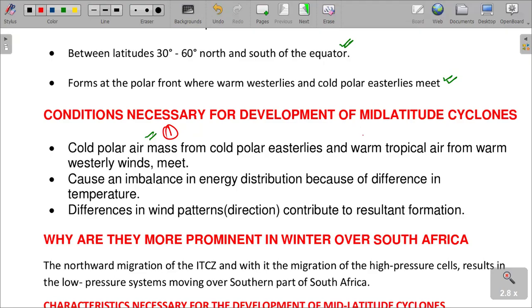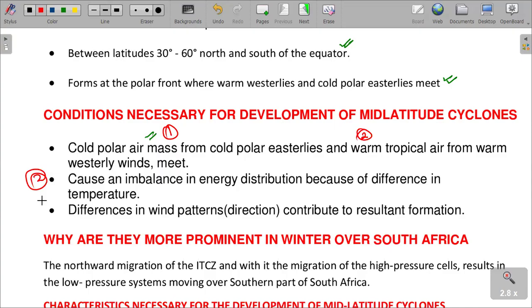As these air masses move towards each other, we have this condition being one of the key factors that must be there: the contrasting characteristics of the air masses being present. And then number two, there is an imbalance in energy distribution because of the difference in temperature. In the introduction, I told you that the imbalance of energy is also the one which causes the global air movement.